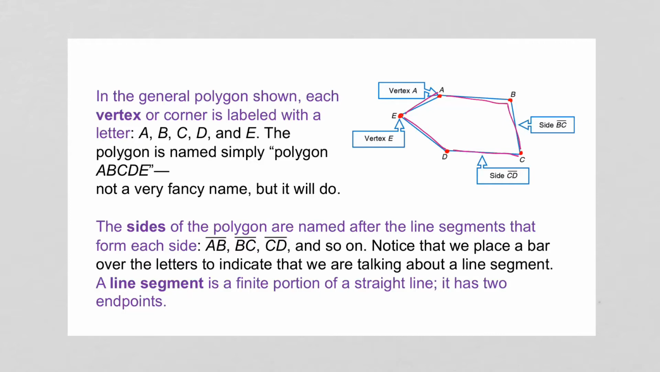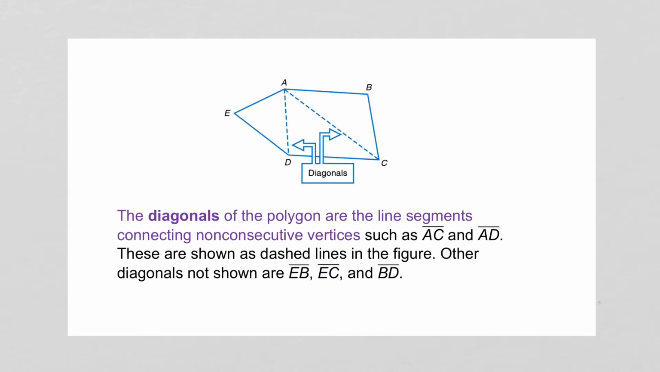And a line segment is a finite portion of a straight line. So it has two endpoints. It actually has a beginning and an ending. Lines themselves go on forever and ever. There are diagonals in a polygon, and those are any line segment that can connect vertices. So like AD here or AC, or we could draw BD or EC or EB. I think that's about all of them in there.